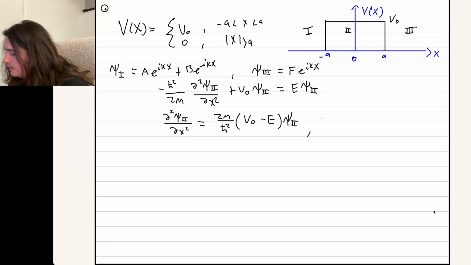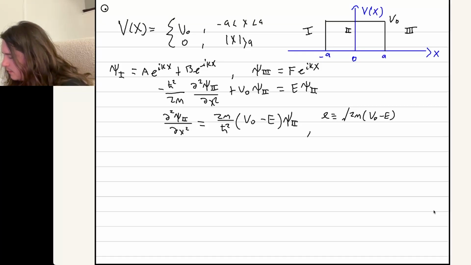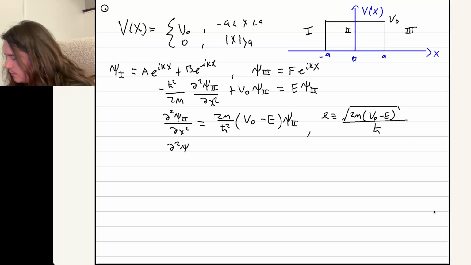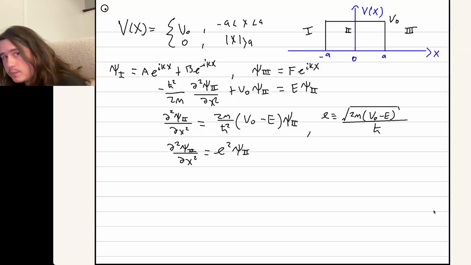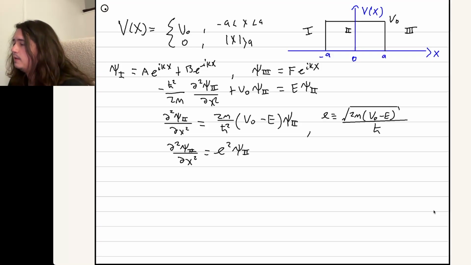And then you collect it into a term, which I'm going to call L, and L is going to be defined as the square root of 2m (V naught minus E), all divided by h bar. Cool. And so now the differential equation will look kind of solvable. In fact, it's very solvable. But depending on the relationship between V naught and E, you're going to get different solutions.